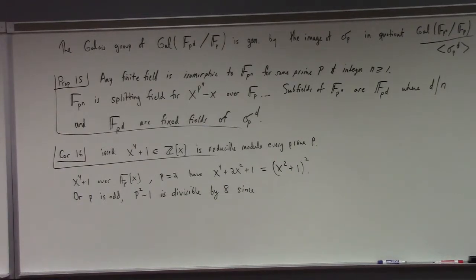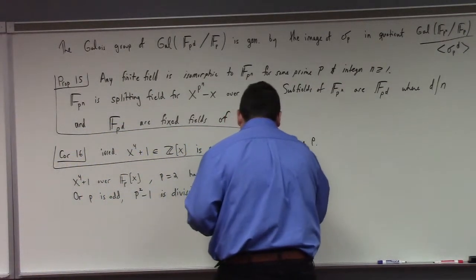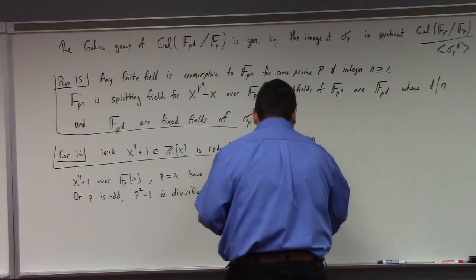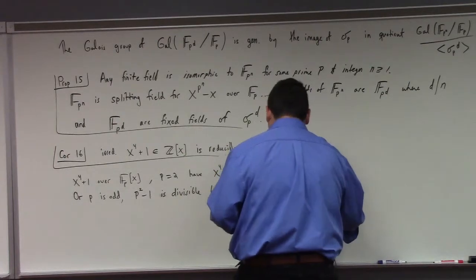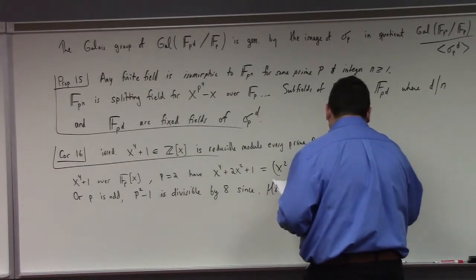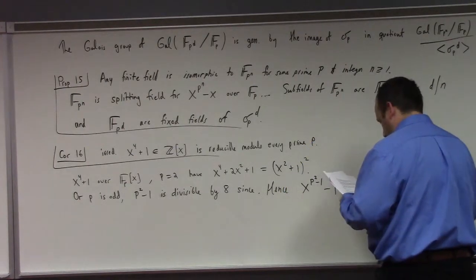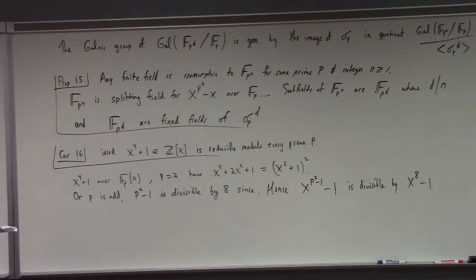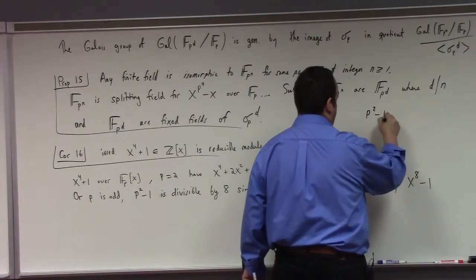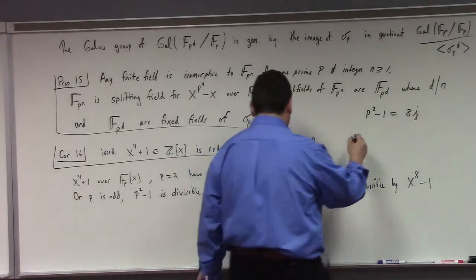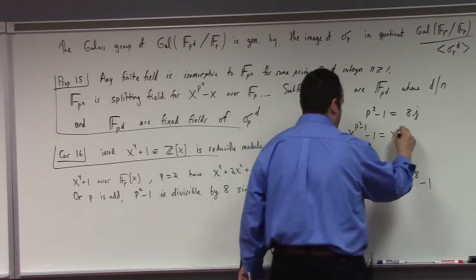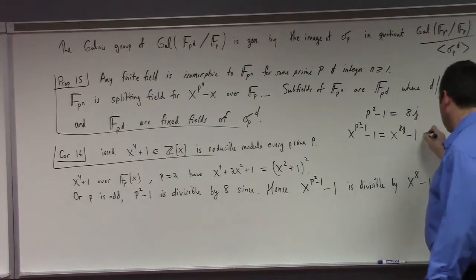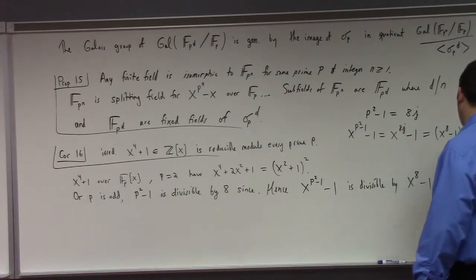And so, hence, x^(p^2 minus 1) is divisible by x^8 minus 1. Does that make sense? What would it mean for p squared minus 1 to be divisible by 8? Let's think about that for just a second here. p squared minus 1 would be equal to 8 times some j, right? So if I had x^(p^2 minus 1), that would be x^(8j) minus 1. And he's saying that this is divisible by x^8 minus 1. Does that seem right?